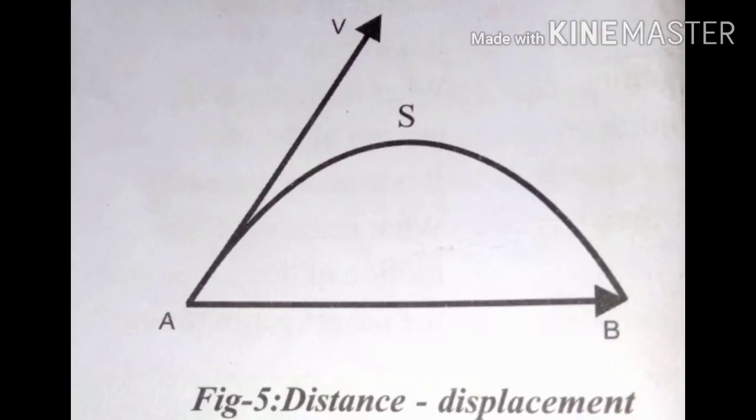The distance is the length of path traversed by an object in a given time interval, and displacement is the shortest distance covered by the object in a specified direction. Here, observe the distance and displacement picture. Distance is s and displacement is AB, from initial position to final position. From the given picture, observe carefully. So, the displacement is a vector.